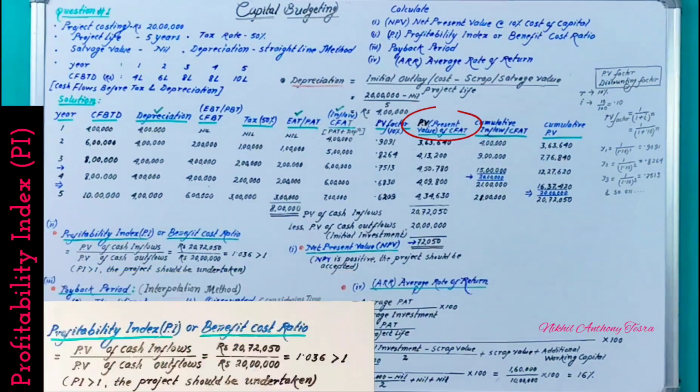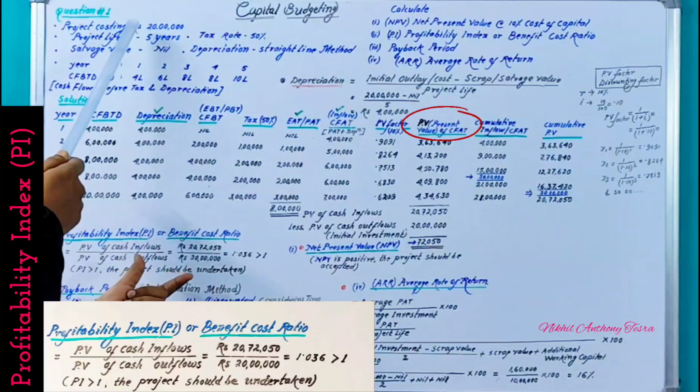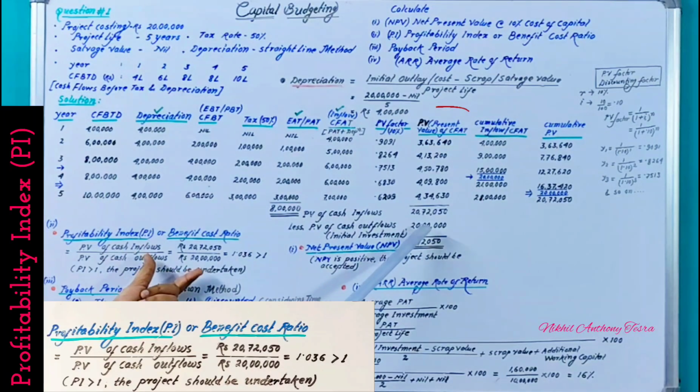Okay. In case of profitability index, the formula is present value of cash inflow divided by present value of cash outflows. Present value of cash inflow was 20,72,050, divided by the present value of outflow, that is the initial investment, 20 lakhs. So rupees 20,72,050 divided by rupees 20 lakhs comes to 1.036. So if the PI is greater than 1, the project should be undertaken or accepted.